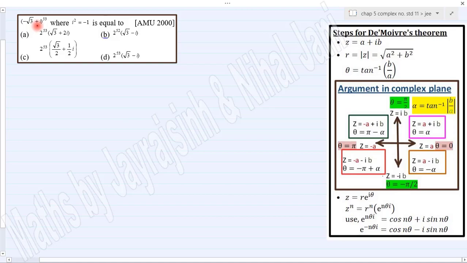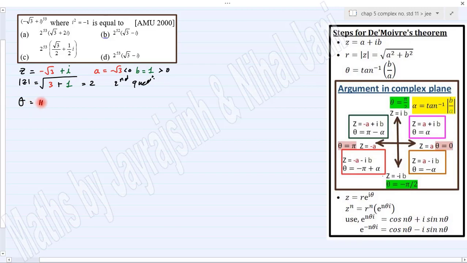In this question, we have to find (minus root 3 plus i) raised to 53, where i square is minus 1. Now, let's consider our bracket as a complex number z, which is minus root 3 plus i. So we can say your real part is minus root 3 and imaginary part is 1. So your mod z will be under root of real part square plus imaginary part square, which will give us 2. And your real part is less than 0 and imaginary part is greater than 0. So we can say our complex number lies in second quadrant.